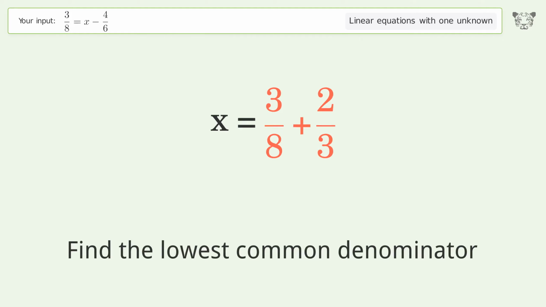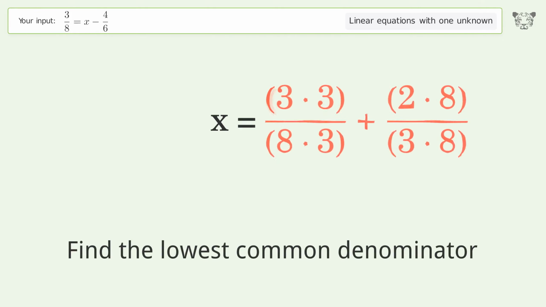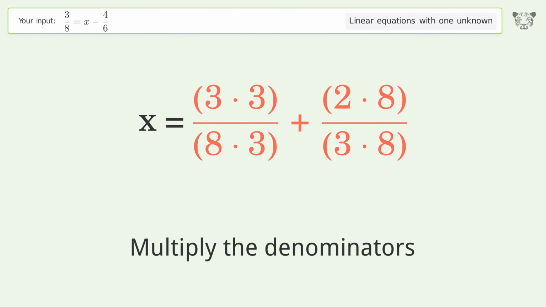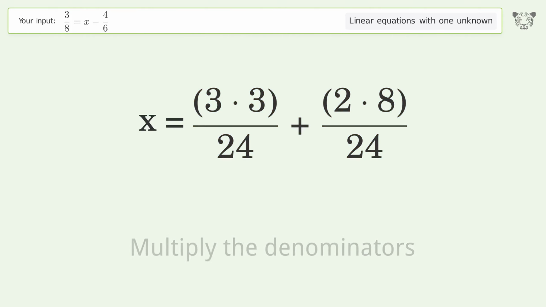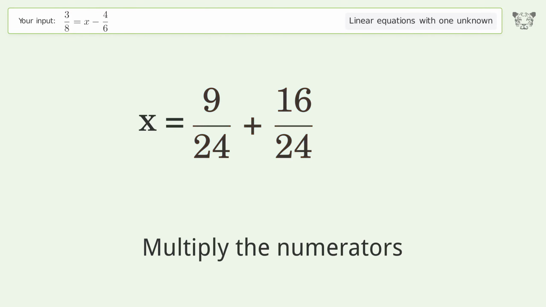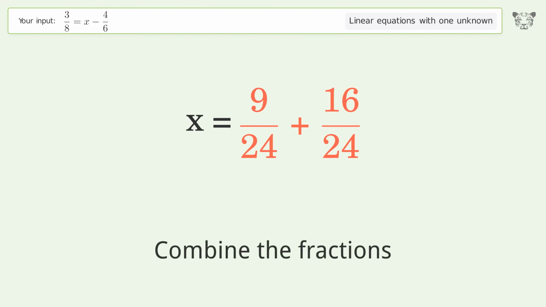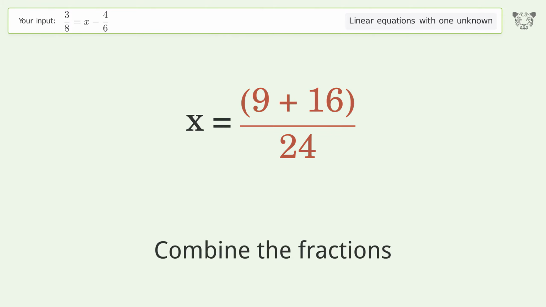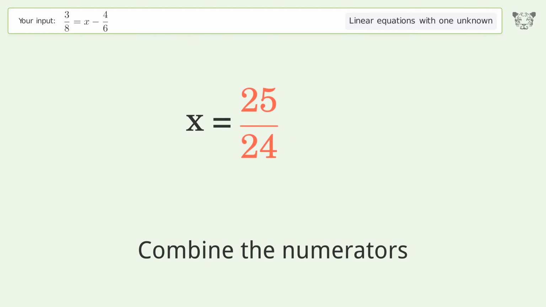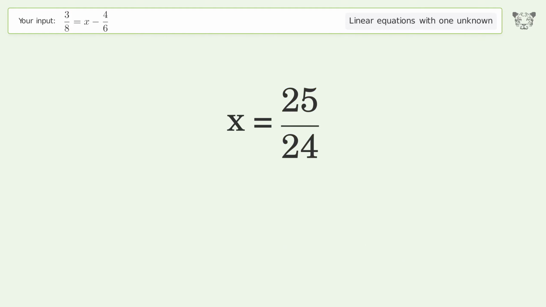Find the lowest common denominator. Multiply the denominators. Multiply the numerators. Combine the fractions. Combine the numerators. And so the final result is x equals 25/24.